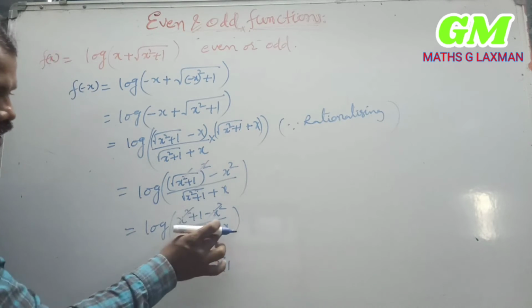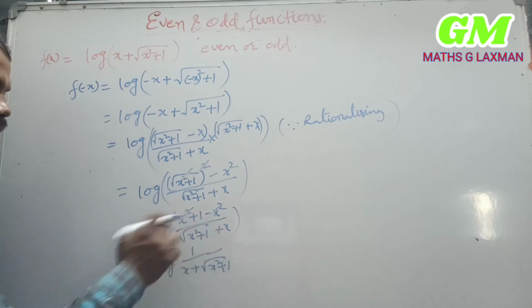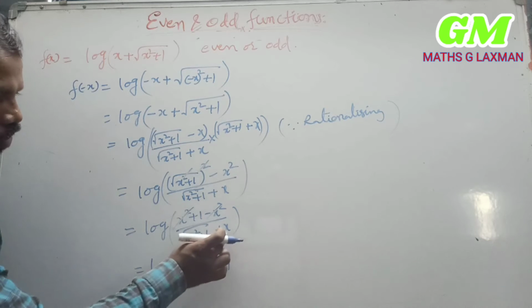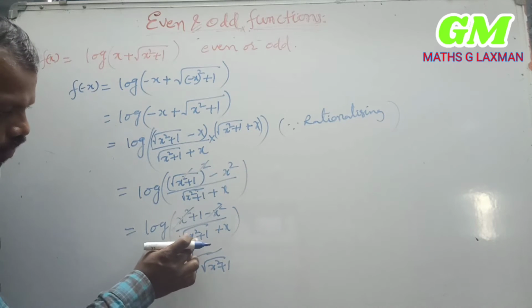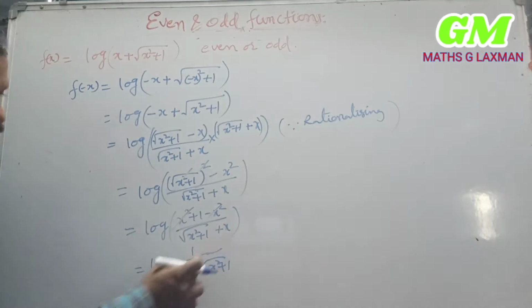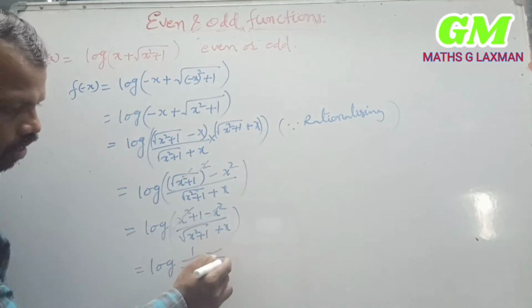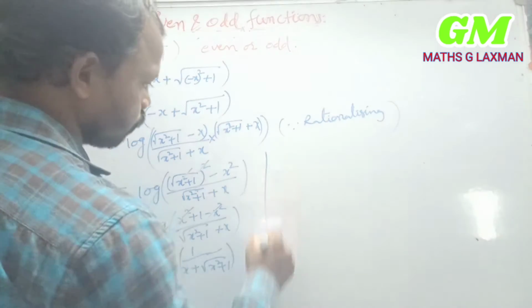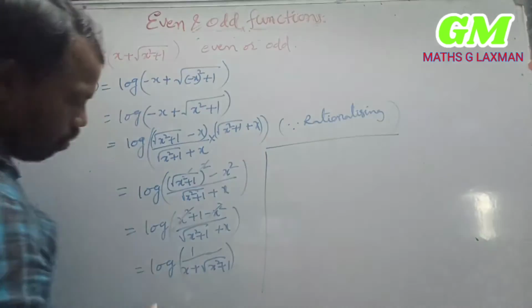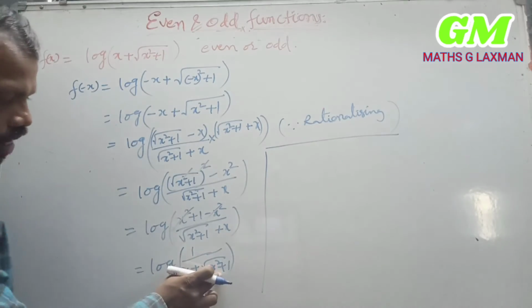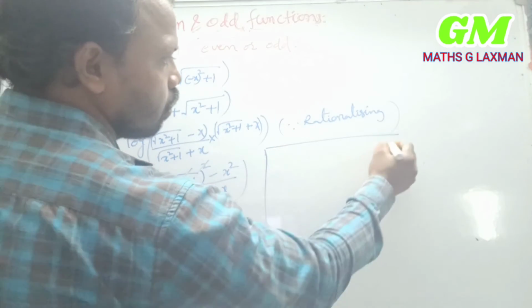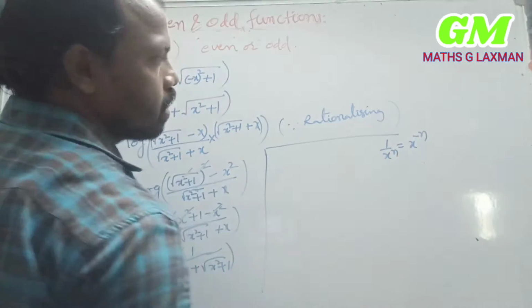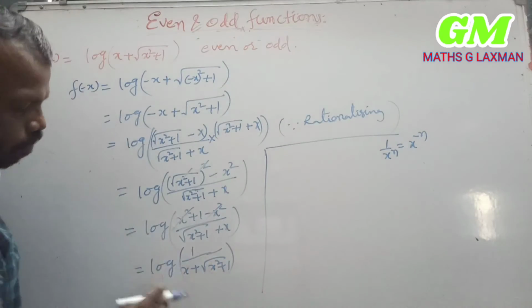Why? Because here x plus is there, and a plus b is equal to b plus a, the commutative property holds. So therefore we can write under root of x square plus 1 plus x as x plus under root of x square plus 1. So like this also we can write. Now you see that 1 by it is there. So we know that 1 by x to the power of n is equal to x to the power of minus n. So the same formula we can apply here.